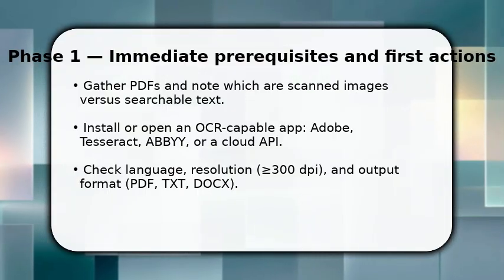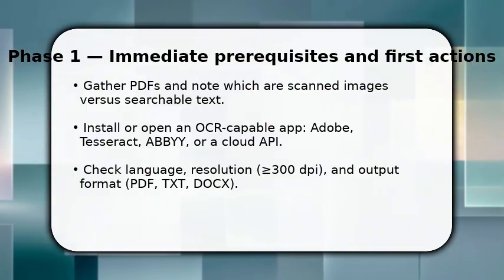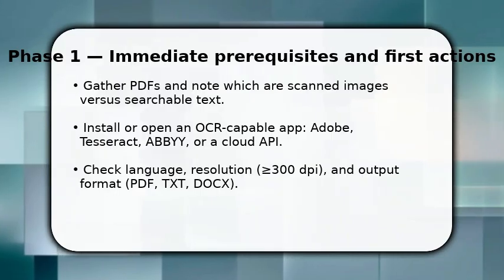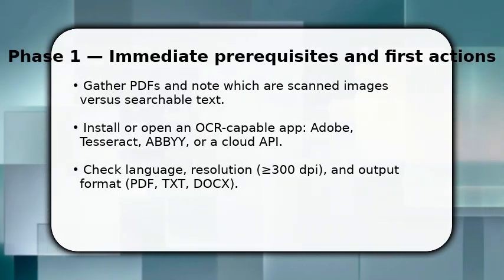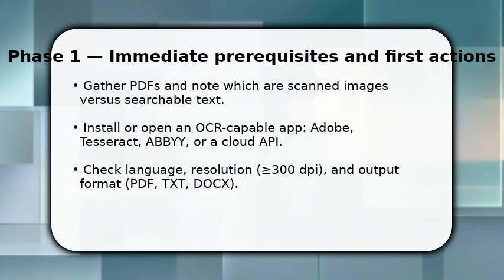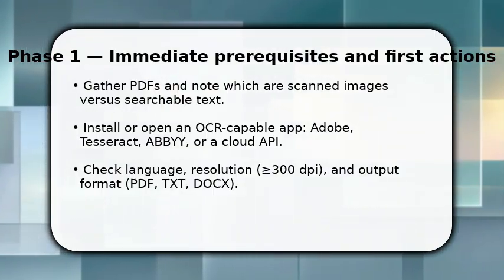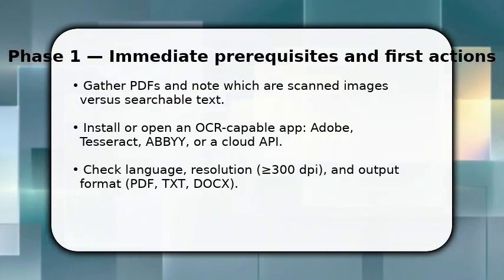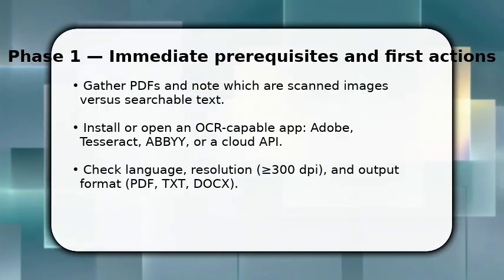You start by collecting the PDFs you need to OCR and confirming they're image-based. Searchable files don't need OCR. Install or launch your OCR tool, Adobe, Abbyy, Tesseract, or a cloud service, and set the output to searchable PDF or text. Once done, choose the document language and check resolution. OCR accuracy changes with DPI and clarity.